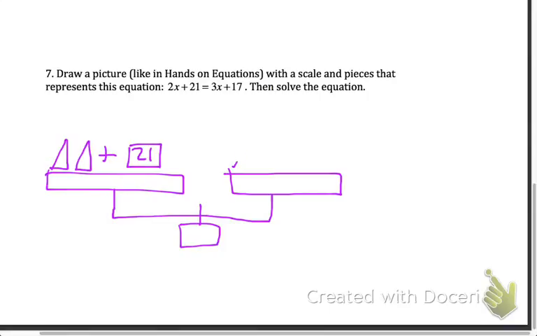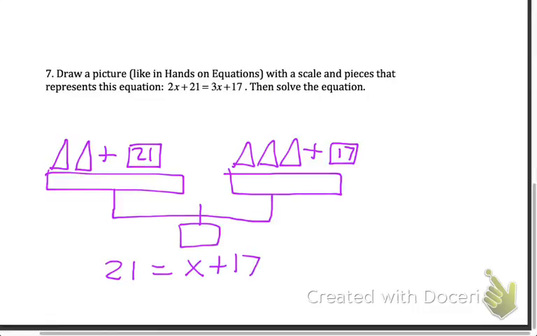And then 3 x's plus a block that weighs 17. Then I need to solve that equation. So I see that I can solve it by taking 2 x's away from both sides, which would just leave me with 21 equals x plus 17. And then if I take away, sorry, 17 from both sides, I'll get 4 equals x. Let's check to see if that actually works.